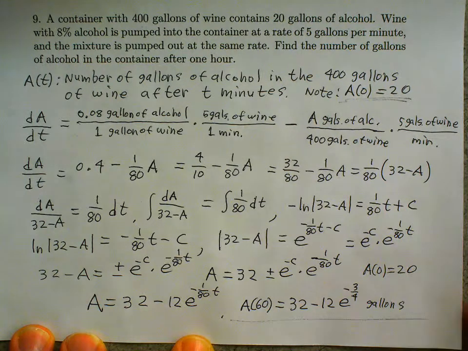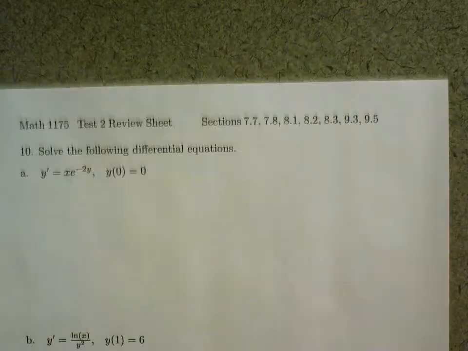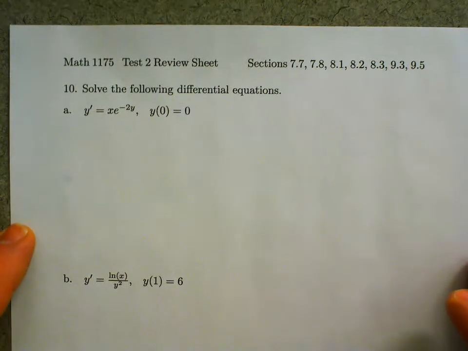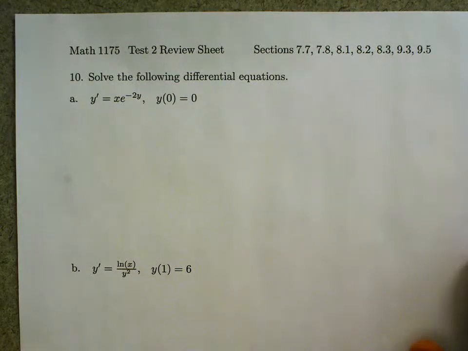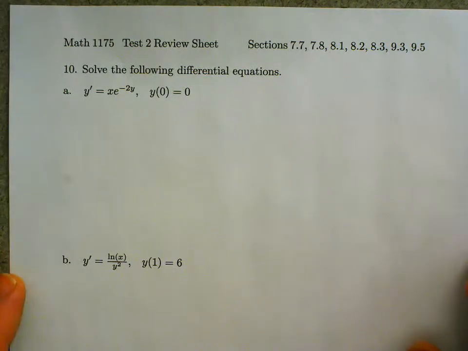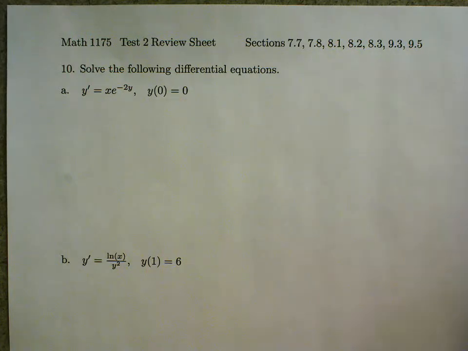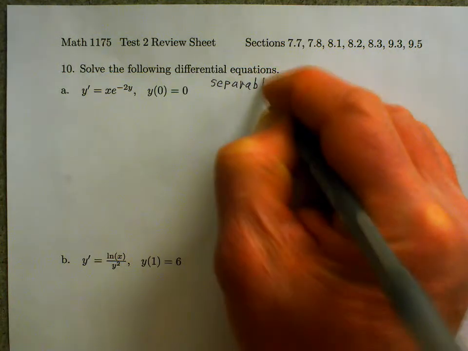Okay, let's look at the differential equations in part 10 of the test review sheet. We won't do all 6 right away, but we'll start with part A. So this one, y prime equals x times e to the negative 2y with an initial condition y of 0 equals 0. So this is a separable differential equation.